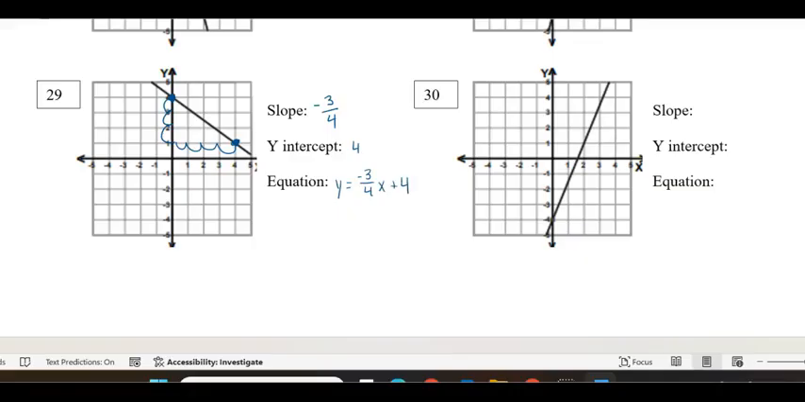All right, and then last one, I got a point here, and I got a point, I think, right there. So that would be up 1, 2, 3, 4, 5 over 1, 2. All right, so 5/2 is my slope. The y-intercept is negative 4. So my equation is y equals 5/2 x minus 4.